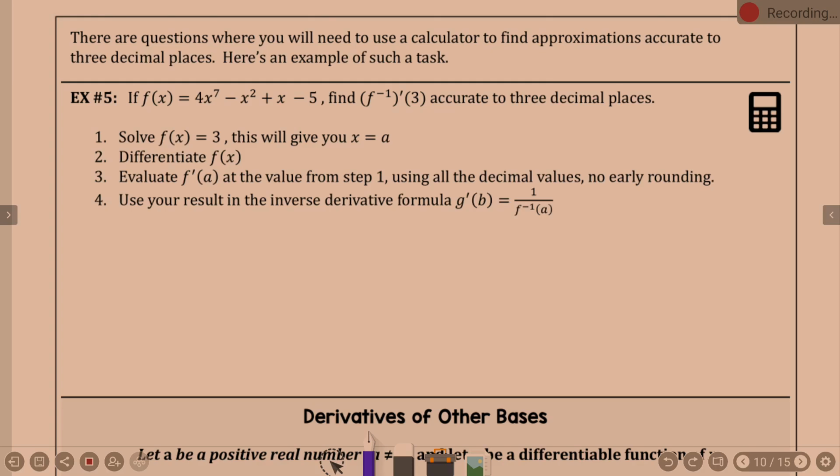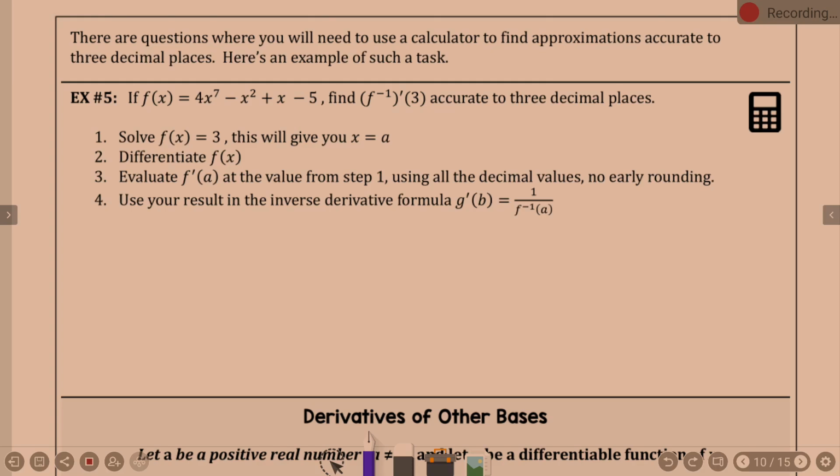There are questions where you'll need to use a calculator to find approximations accurate to 3 decimal places. Here's an example of such a task. They give you some steps, but basically we're doing the same thing we just did, except it's not going to be a by inspection type thing. It's going to be a calculator thing, because inspection is going to fail miserably this time.